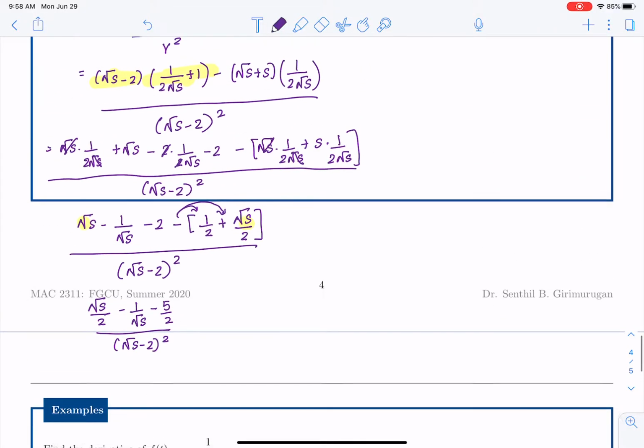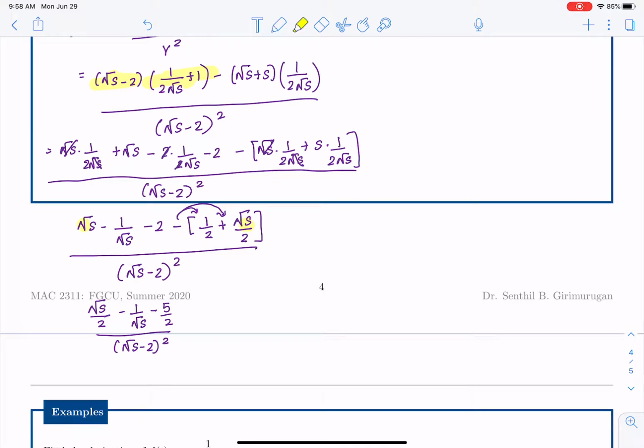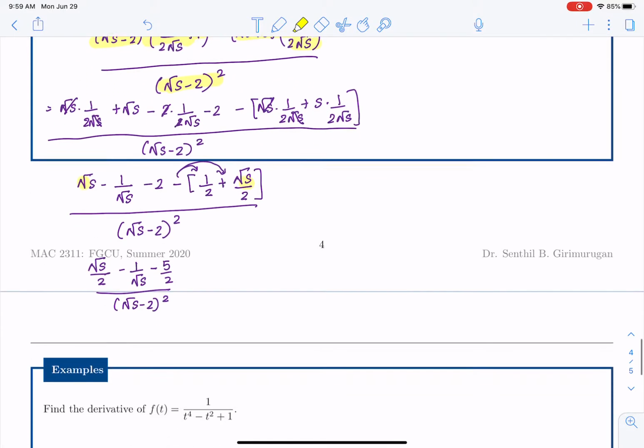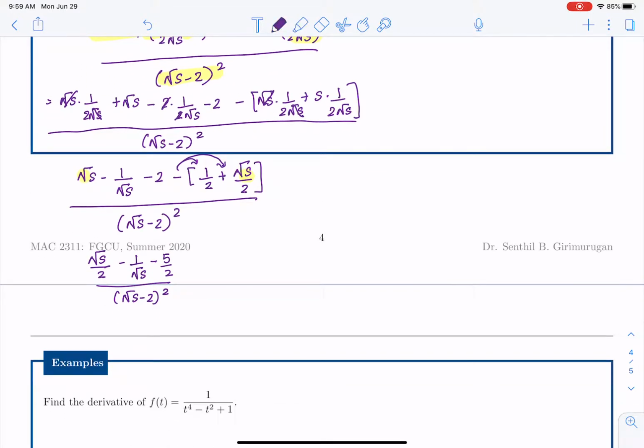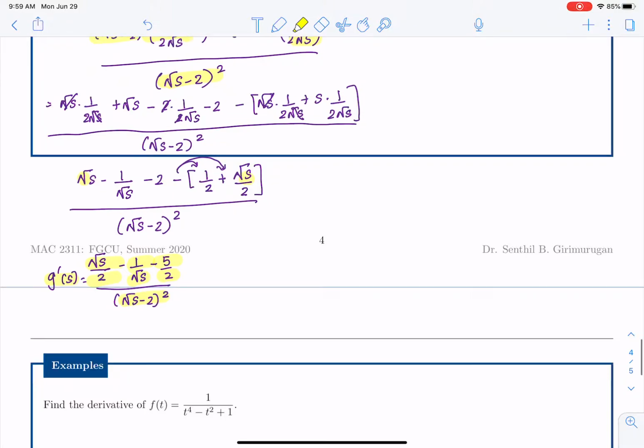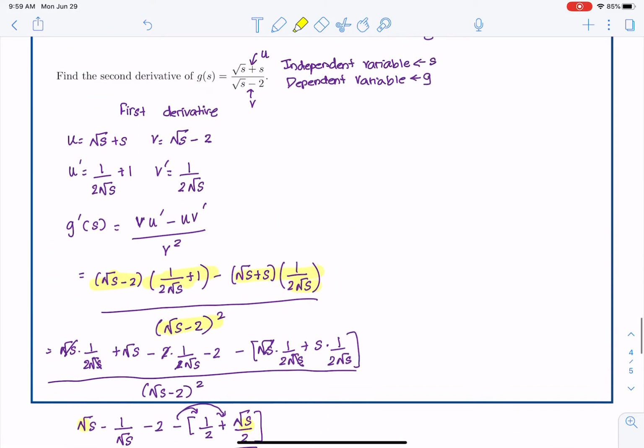You can see that the original expression, the quotient rule, was that term, which was quite large or long, but once I simplified, I ended up getting a simpler version, which is right here. And since we are trying to find the second derivative, we shouldn't make things complicated. So now we can move on to the second derivative.